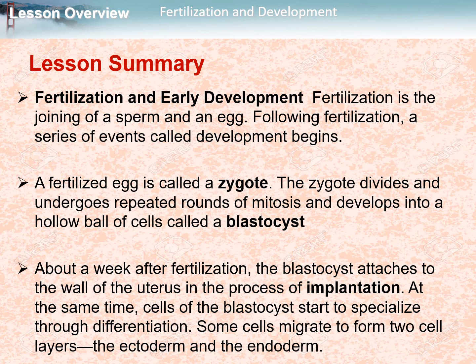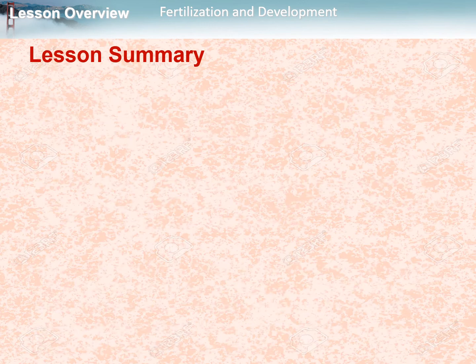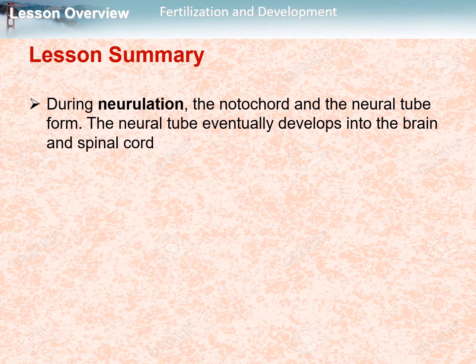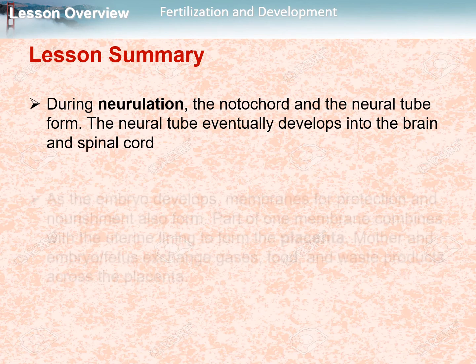At the same time, cells of the blastocyst start to specialize through differentiation. Some cells migrate to form two cell layers, the ectoderm and the endoderm. During neurulation, the notochord and the neural tube form. The neural tube eventually develops into the brain and spinal cord.